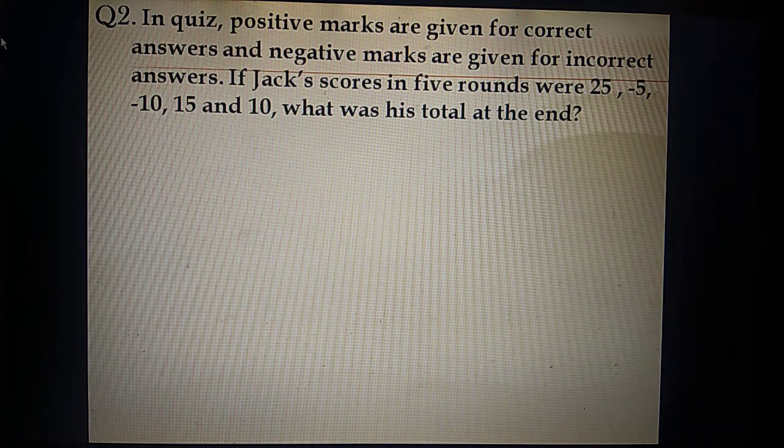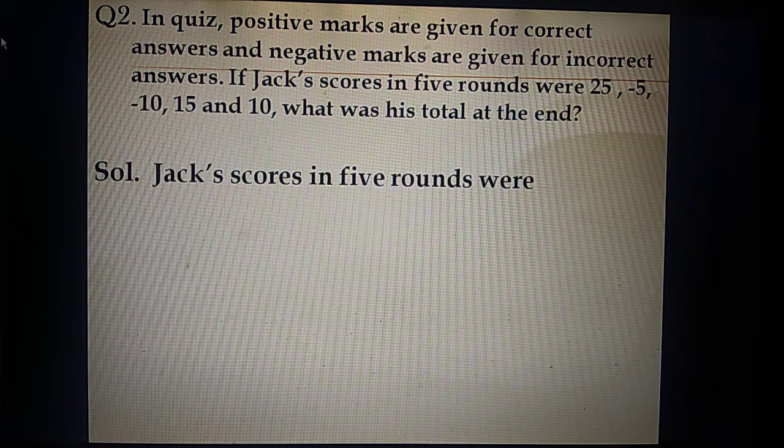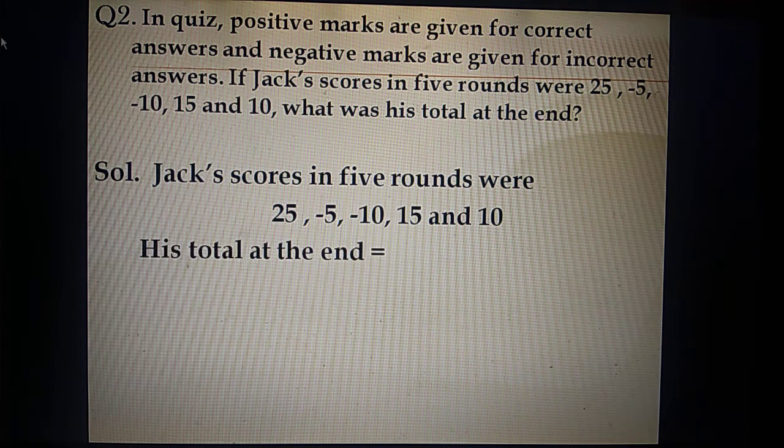Moving to question number 2. In a quiz, positive marks are given for correct answers and negative marks are given for incorrect answers. If Jack's scores in 5 rounds were 25, minus 5, minus 10, 15 and 10, what was his total at the end? So, what is given to you in the question is Jack's score in 5 rounds. 25, minus 5, minus 10, 15 and 10. What you are supposed to find here is total.